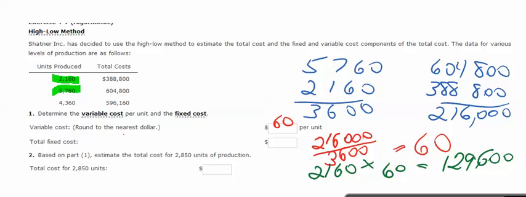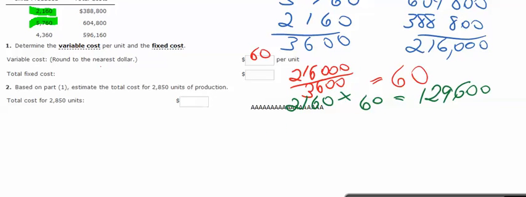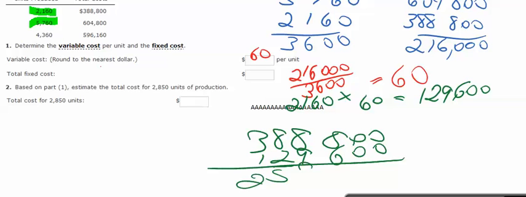Remember, this is a method of estimating. So if I were to take the total cost, which was 388,800, subtract 129,600, my fixed cost then would be estimated to be 259,200.